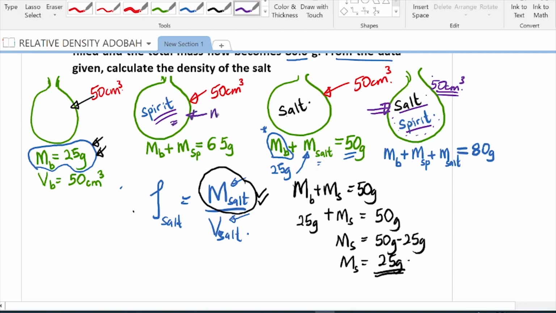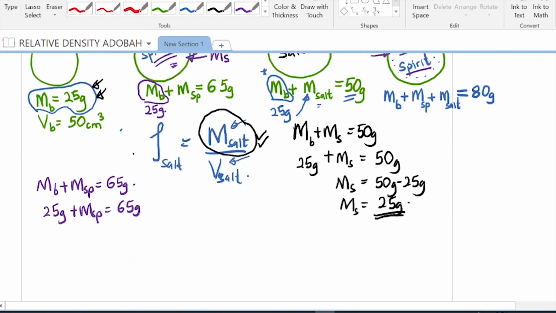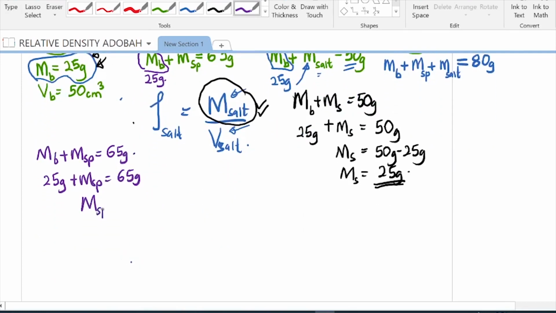Right there. What was the mass of the spirit that occupied 50 centimeters cubed? So we can go ahead and say, first of all, remember that the mass of the bottle here is 25 grams. So we can find the mass of the spirit. We know that the mass of the bottle plus the mass of the spirit, when together, gave us 65 grams. The mass of the bottle, we know it as 25 grams, plus the mass of the spirit gave us 65 grams. When we make the mass of the spirit the subject of the formula, we shall end up with 65 minus 25.